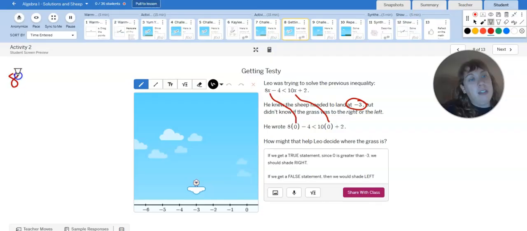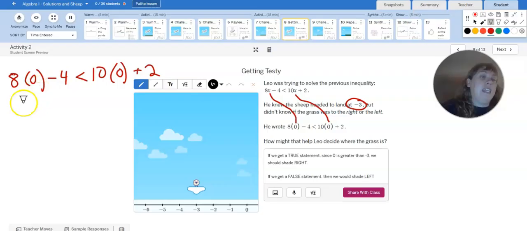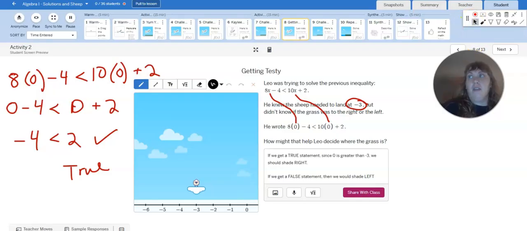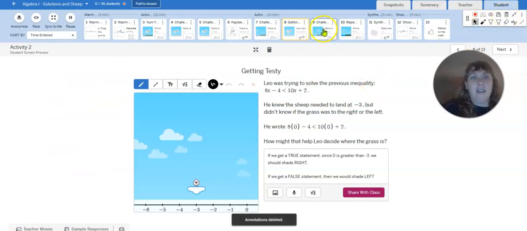So if we were to do this, 8 times 0 minus 4 is less than 10 times 0 plus 2. So let's simplify. 8 times 0 is 0 minus 4 is less than 10 times 0, which is also 0, plus 2. And then we get negative 4 is less than 2, which is true. Negative 4 is less than 2, so we are going to shade greater, to the right, because we got a true statement. So go ahead and hit share with class. And when you're all set, push ahead to slide 9.